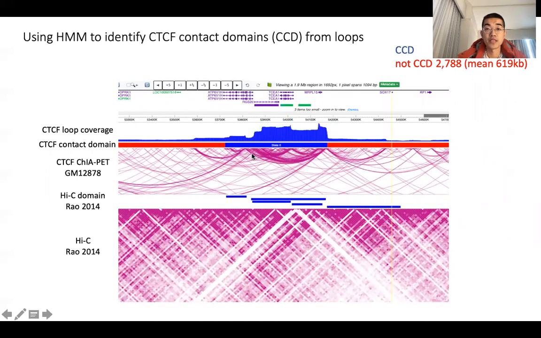A lot of times, those CTCF loops are nested, meaning that they are overlapping and intersecting with each other a lot, which makes it difficult to visualize and to understand. Therefore, we also applied an HMM to identify the CTCF contact domains from the consensus CTCF loops. The idea of the CCD is very similar to TAD. As you can see, a lot of times the boundary of a CCD is very close to the TAD boundary, which implies that those two concepts are sometimes interchangeable.